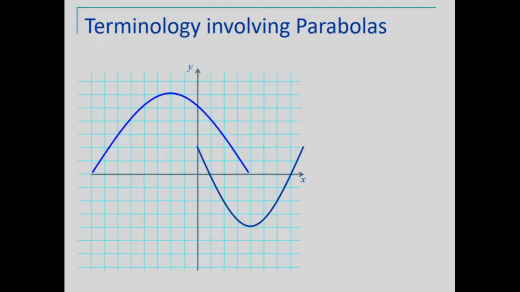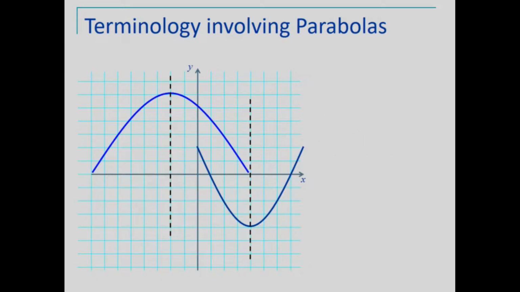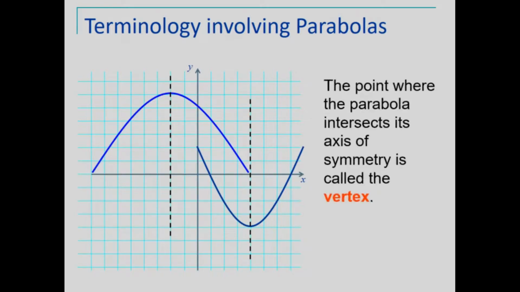The graph of a quadratic equation is symmetric with respect to an axis of symmetry as shown here with the dotted line. When folded along its axis of symmetry, the graph has two halves that match exactly. The point at which the equation or parabola crosses its axis of symmetry is called the vertex.